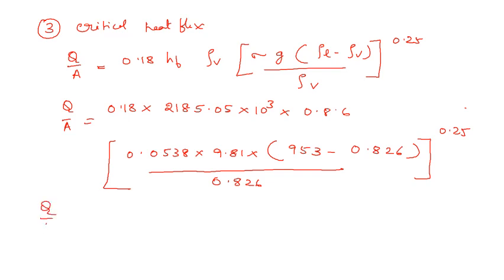Therefore, Q by A is equal to 1613.46 kilowatt per meter square. This is the value for the third condition, the third question which has been asked.